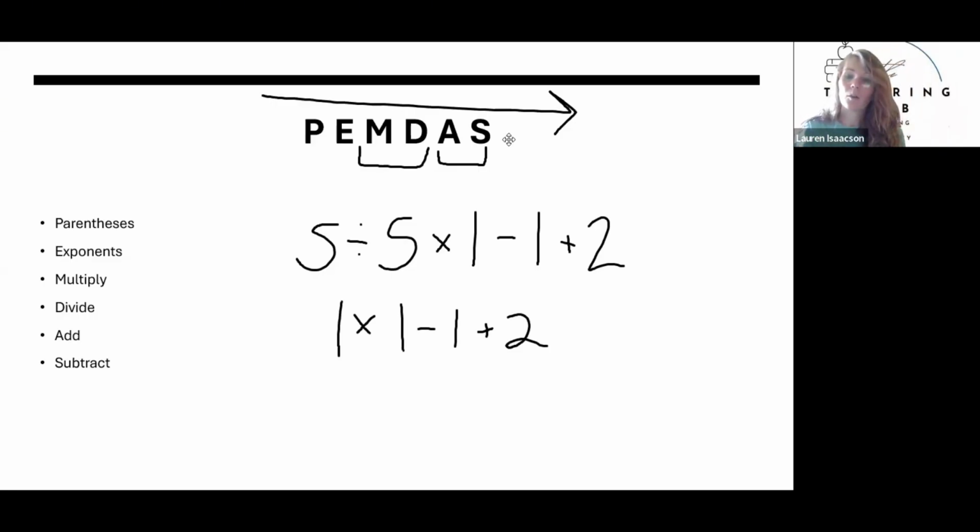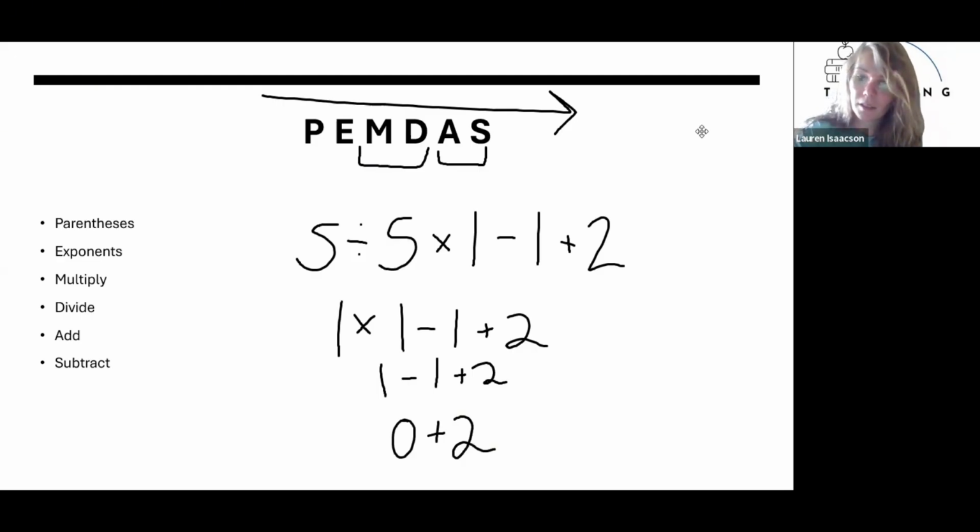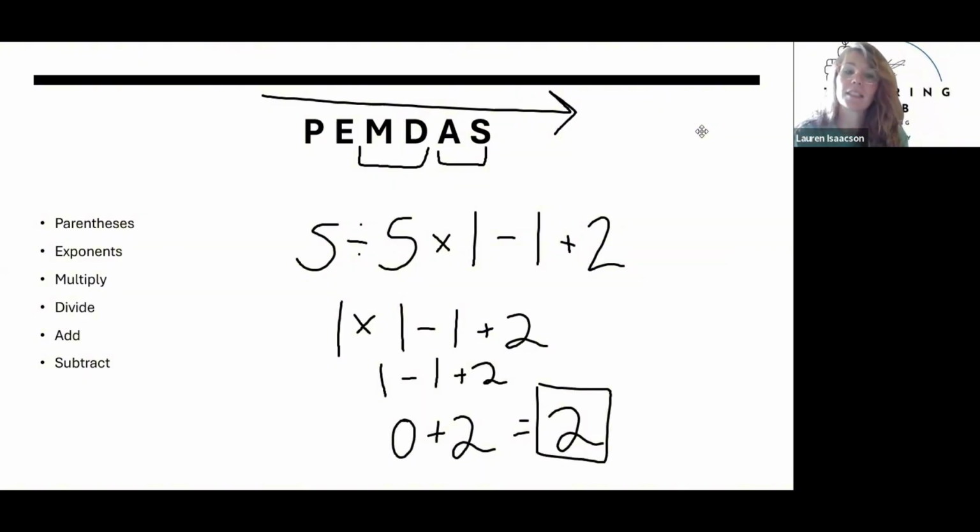Okay, so we're working left to right again. So 1 times 1, well, that's 1. 1 minus 1 plus 2. Now, 1 minus 1 is 0 plus 2. 0 plus 2 equals 2. So our answer is 2. So remember, the order of operations, parentheses first, then your exponents, then multiply or divide, whichever comes first from left to right, then add and subtract, whichever comes first, left to right, okay?